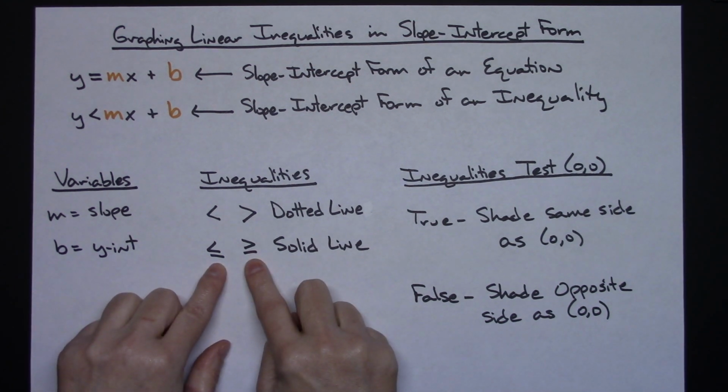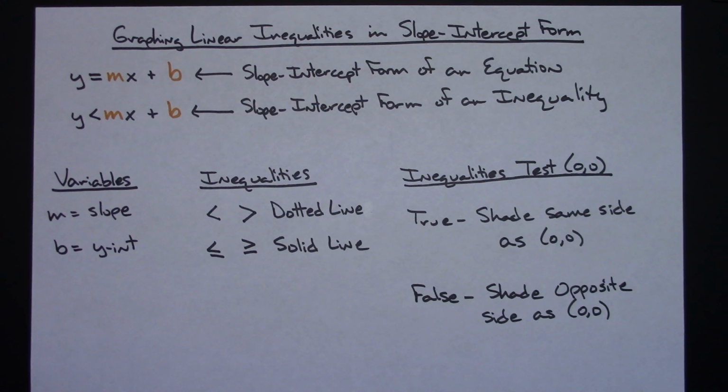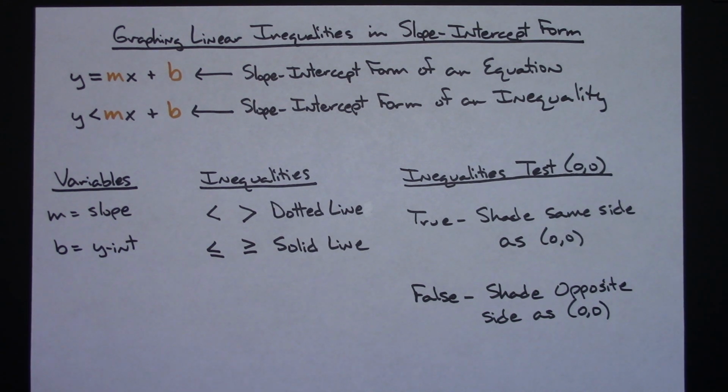If you have a less than or equal to or a greater than or equal to symbol, then you will use a solid line, and it means that every point on that line will be a solution to that inequality. You will also need to shade either one side or the other of the line that you graph.